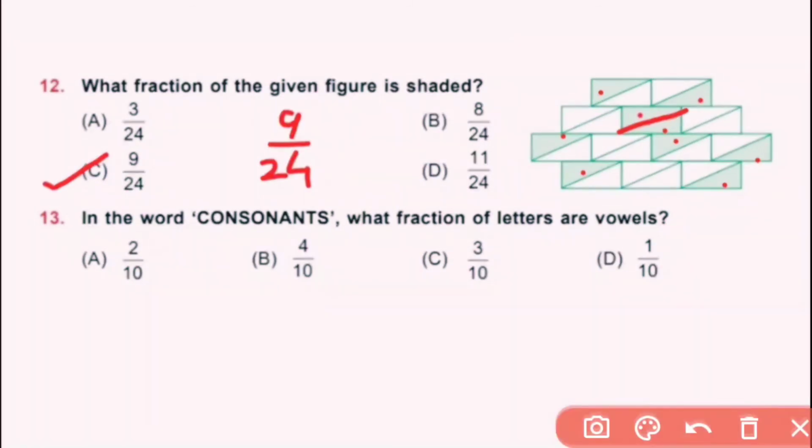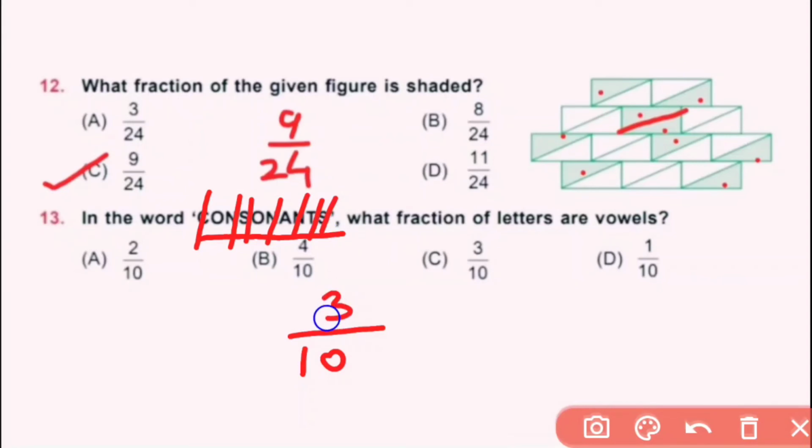Question number 13. In the word consonants, what fraction of letters are vowels? In the word consonants, there are a total of 10 letters. And out of 10, C is a consonant, O is a vowel, N is a consonant, S is a consonant, O is a vowel, then N is a consonant, A is a vowel, then N, T, S are consonants. So there are only 3 vowels. So the fraction will be 3 by 10. So here C is the correct answer.